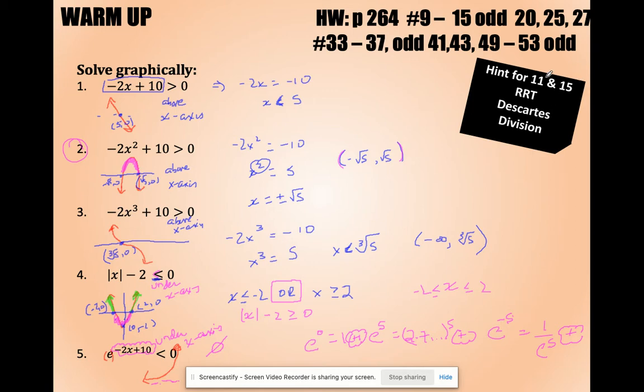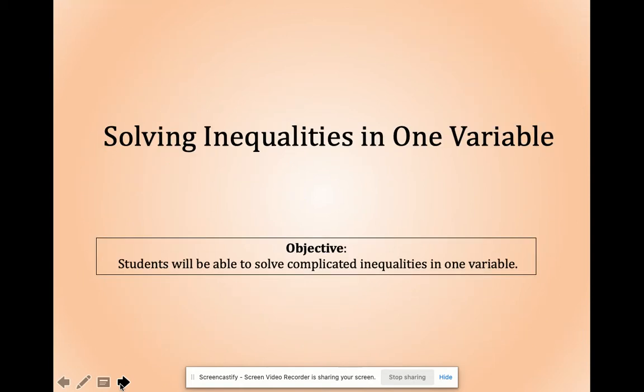So notice for 11 and 15, I give you a hint here that you're going to need the rational root theorems, Descartes, and division to answer. Ooh, that sounds scary. All right, so if you haven't guessed so far, this is prerequisite knowledge: solving inequalities in one variable. I know we took a break on purpose from solving equations in one variable to solving inequalities, right? We wanted the brain to rest a little bit on solving equalities. We did a couple of days of partial fractions in between there. And now we're going back to solving inequalities.